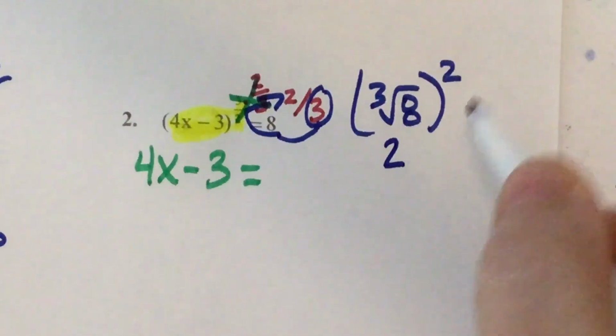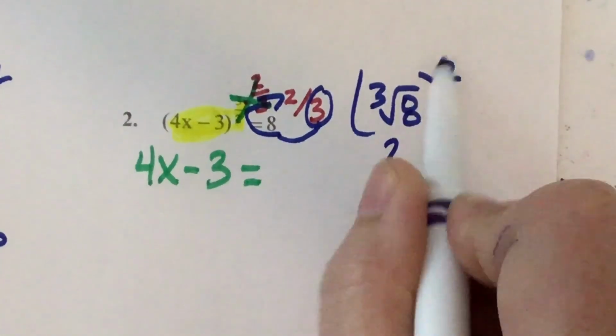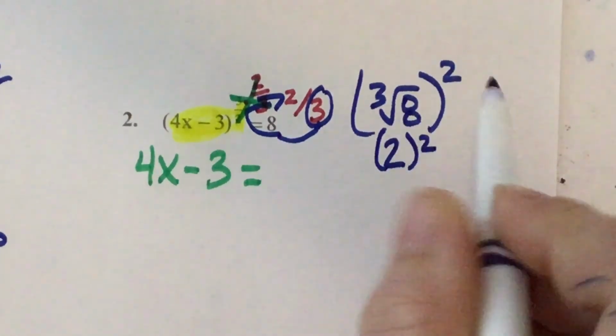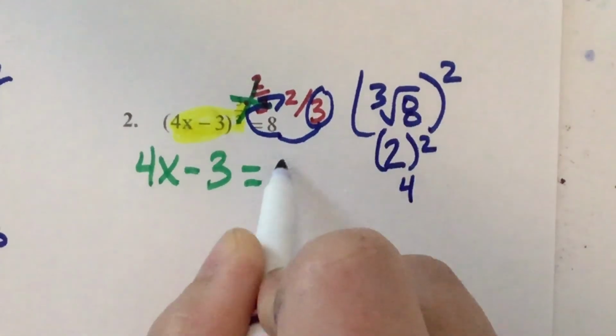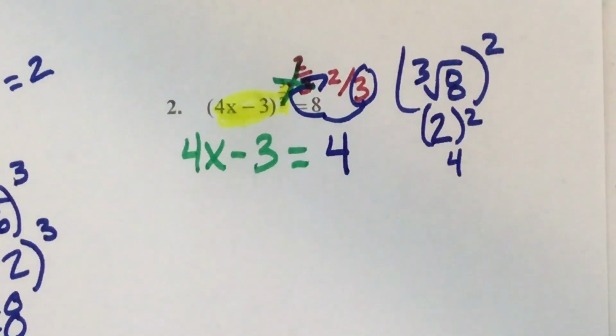2, because 2 times 2 times 2 is 8. And then I need to square it. And what's 2 squared? 4. So this is a 4. Okay, now I'm just down to a little 2-step equation.